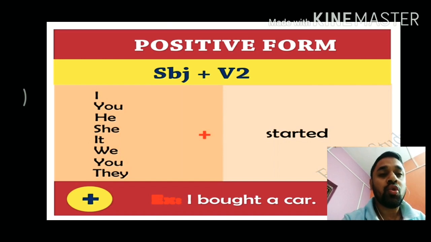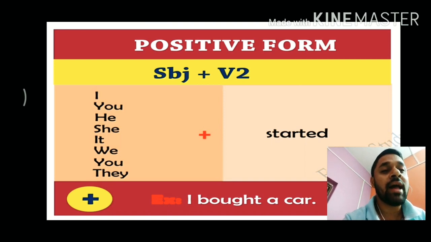Here it is not necessary or compulsory to add s. That is only in present indefinite or simple present tense, but here it is past indefinite or simple past tense. So you have to write first the subject, then V2, and then the object. So, I bought a car, you bought a car, they bought a car, Rohan bought a car.